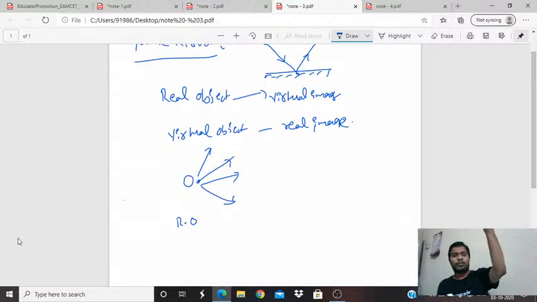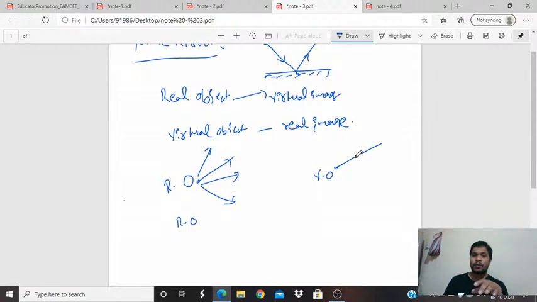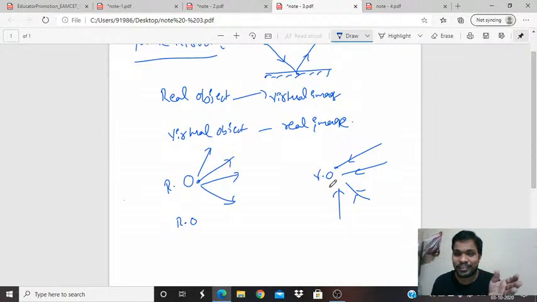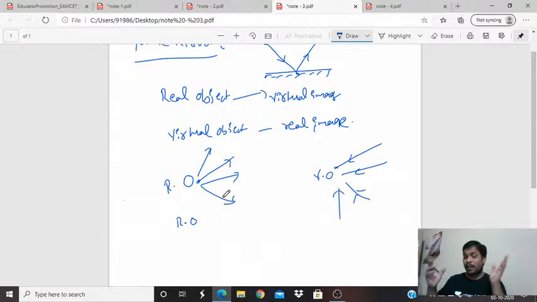For example, a tube light. From the tube light, light rays come outside, so that is a real object. The sun: light rays are coming from the sun, so the sun is a real object. But virtual object means light rays appear to converge, sorry, appear to converge, not diverge. If light rays directly diverge from the object, that is called a real object. And if light rays appear to converge to the object, that is a virtual object.